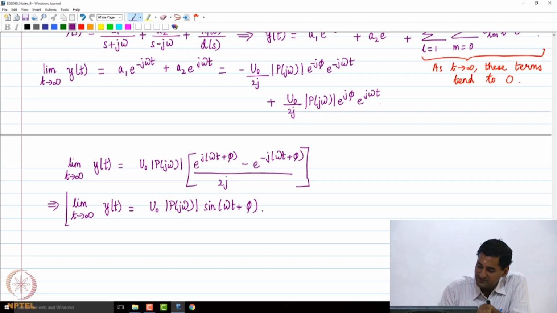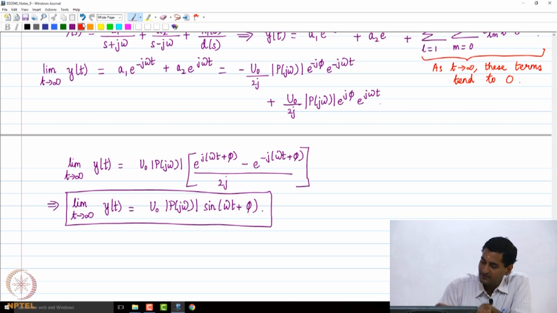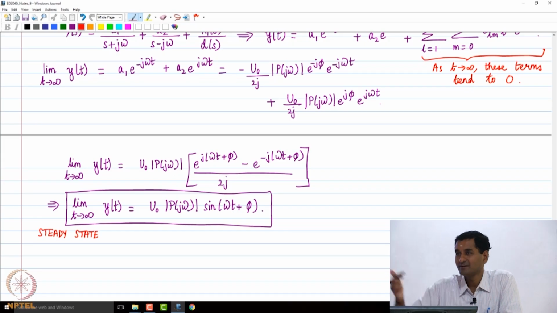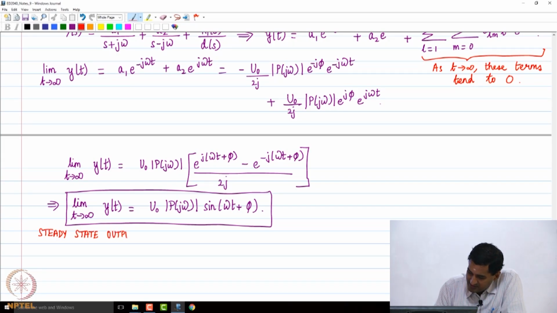So, this is the expression for the steady state output. Please note that the steady state output is not a constant value here, but rather it depends on time, and it is a sinusoidal pattern. So, this is the expression for the steady state output of the system. Now, what is important here?